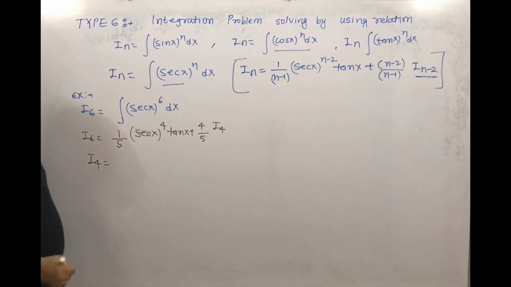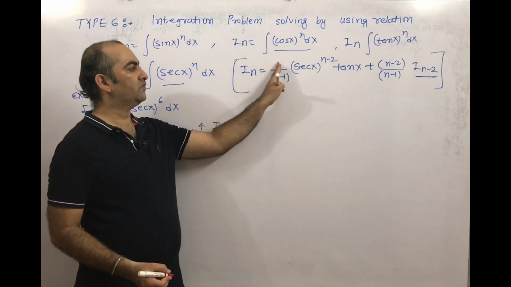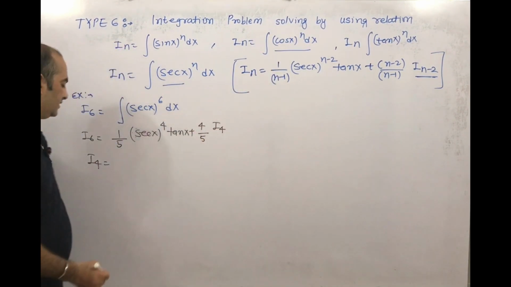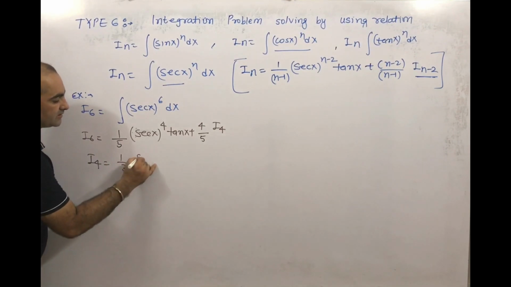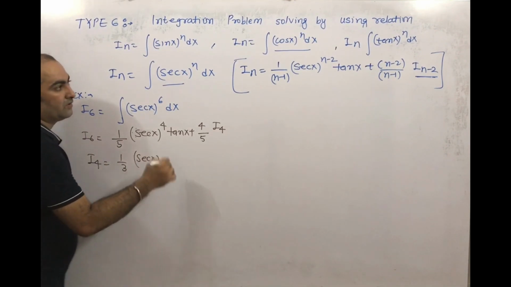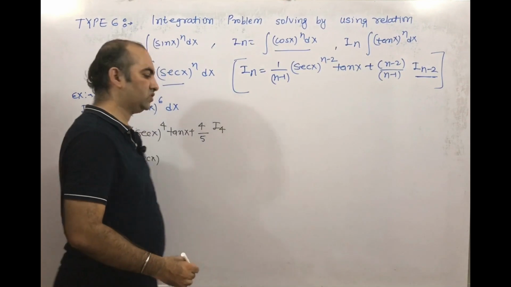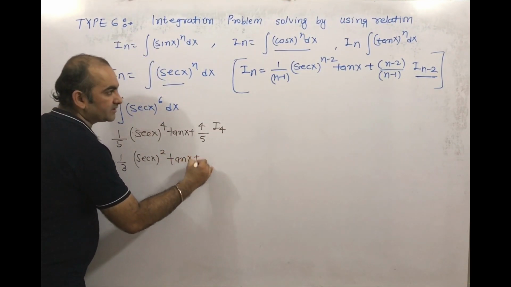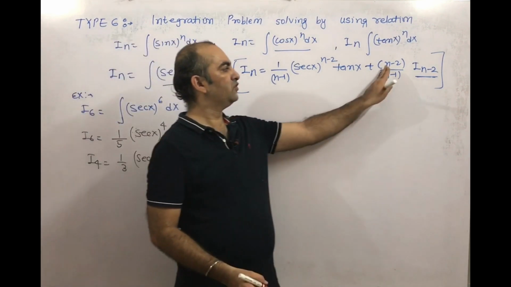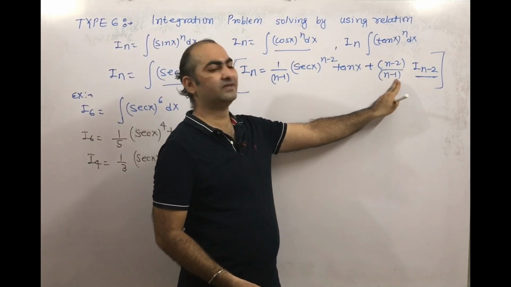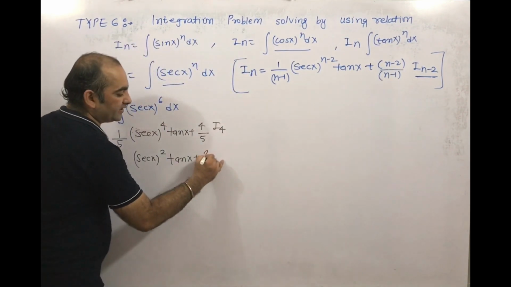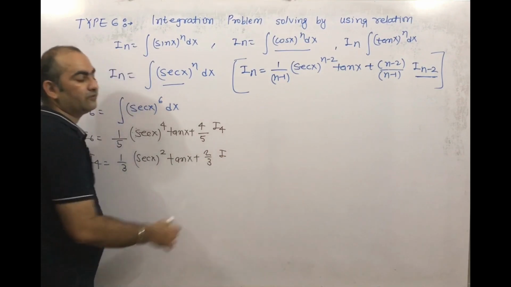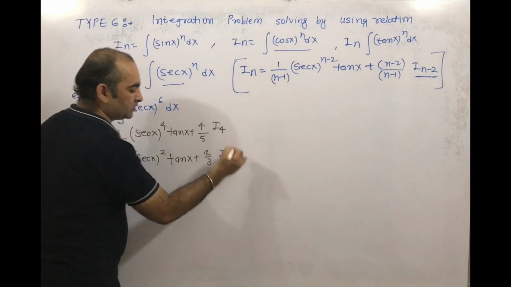So I4: if I put n equal to 4, what will come? 1 divided by (4 minus 1), that is 3, so 1 by 3 secant x to the power 4 minus 2, that is 2, tan x, plus 4 minus 2 is 2 and 4 minus 1 is 3, so 2 by 3 I of 4 minus 2, that is I2.